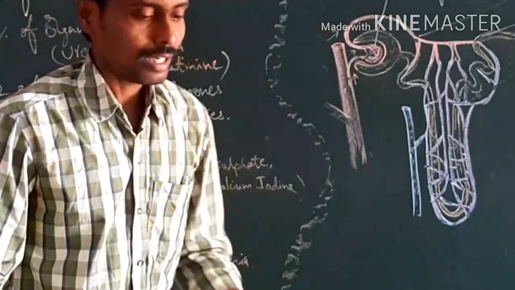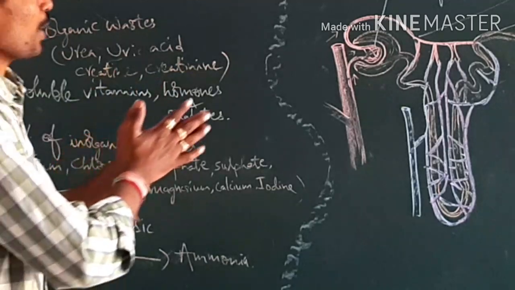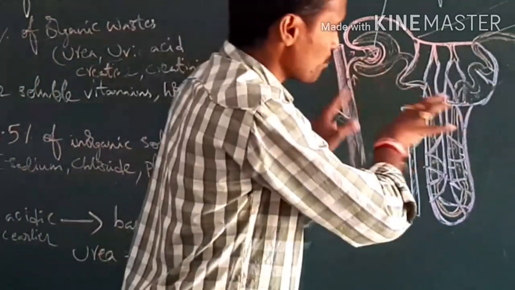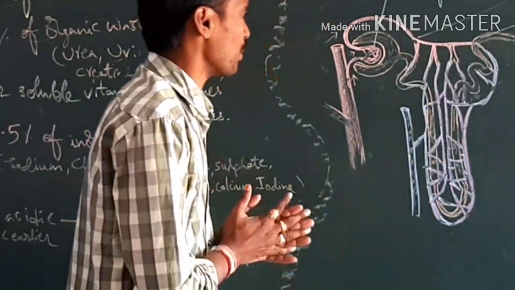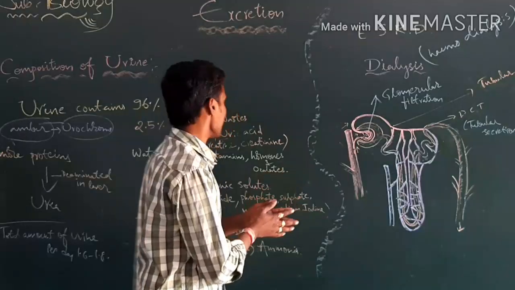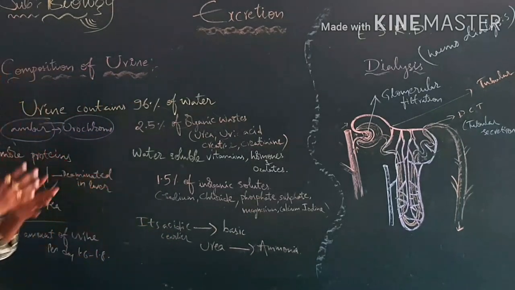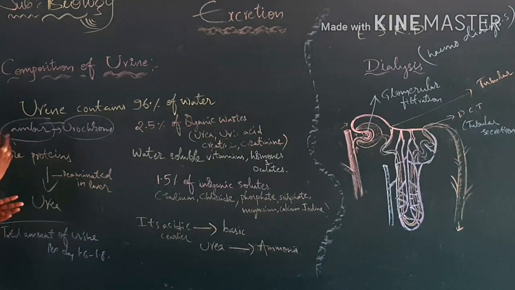So let us discuss what is present in that urine. Actually, everything is filtered. What will be formed? Urine is formed. Let us see what will be present in the urine, which is called urine composition. Now we are going to discuss the substances which are present in the urine.